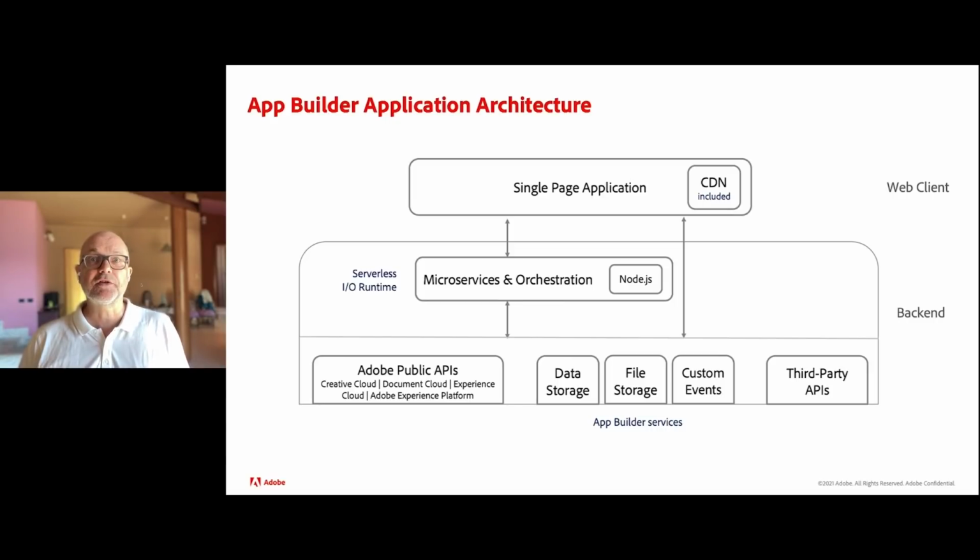That could be a microservice or something that we see often: functions are being used to orchestrate various backend services. From those functions that run on the server side, you of course have access to all public Adobe APIs, be it Creative Cloud, Document Cloud, Experience Cloud, or AEP, but also App Builder data storage, file storage, and you can also have and use custom events that are specific to your application. Last but not least, there's also, of course, access from IO Runtime to any third-party app that's out there in the internet.